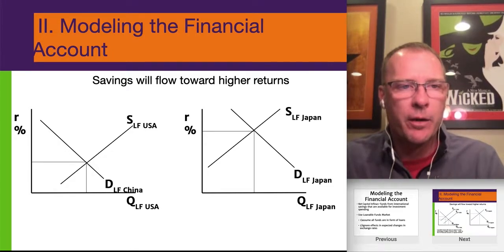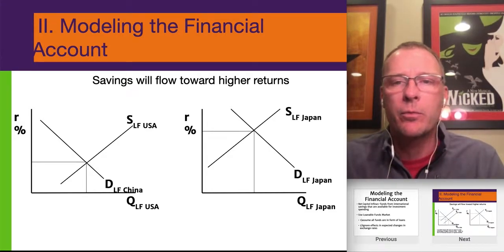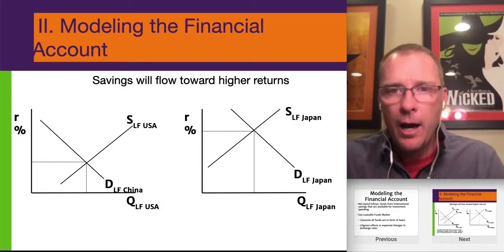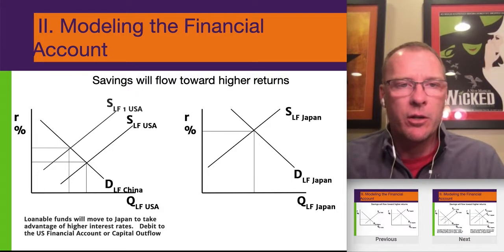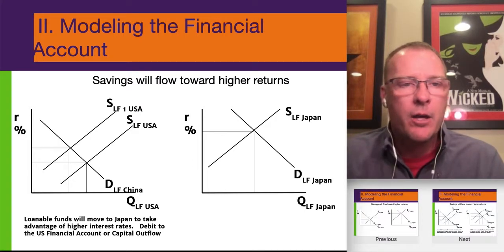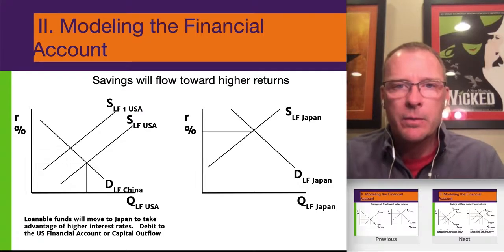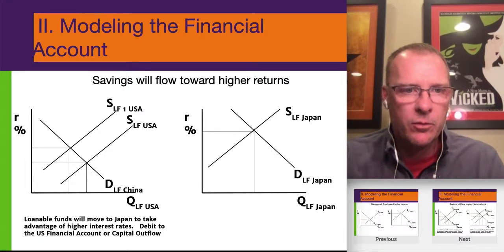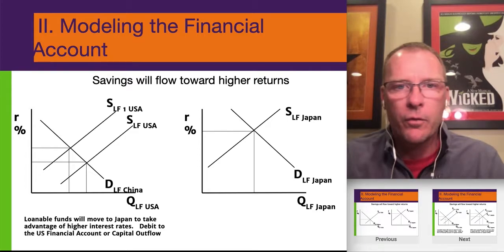their loanable funds market, their interest rate's pretty low. So what they're going to do is the United States is going to say, hey, I would rather go invest my money in Japan because Japan's interest rate is high. And if you're the Japanese, you're going to keep your money there. So what's going to happen? The supply of loanable funds in the United States is going to be less because people are taking their money out of the United States and those loanable funds are going to go over to Japan.